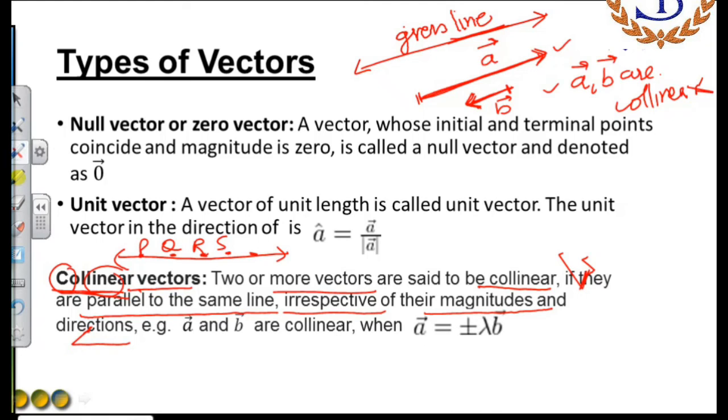But when two vectors are collinear, then one condition always applies. That is, when two vectors are collinear, then A is always equal to lambda times B. It means if one A vector and B vector are collinear, then they can be represented in this form, A is equal to lambda B. Then only we can say that these two vectors are known as collinear vectors.